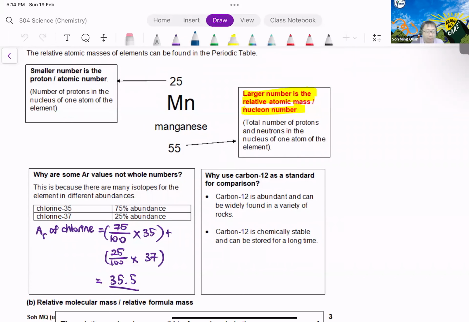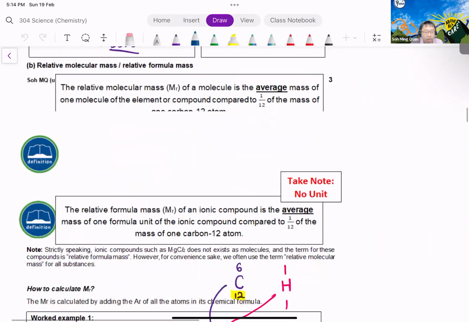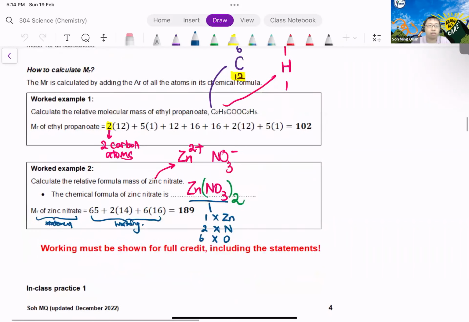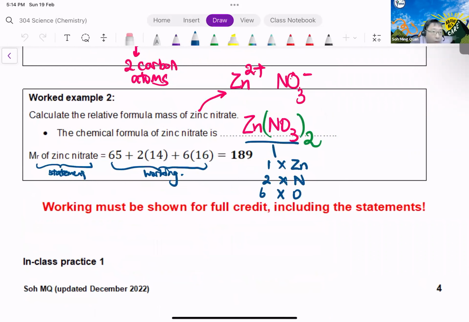So once you know it's the bigger number, you also need to know how to calculate things Mr. What's the meaning of Mr? Mr means the mass of the whole molecule, the whole compound. So very often we will set questions like worked example 2, where we give you zinc nitrate. This is an example where there are brackets. When there are brackets, you've got to be very, very, very careful because you need to remember that when there's brackets, you need to multiply the number outside into the brackets.